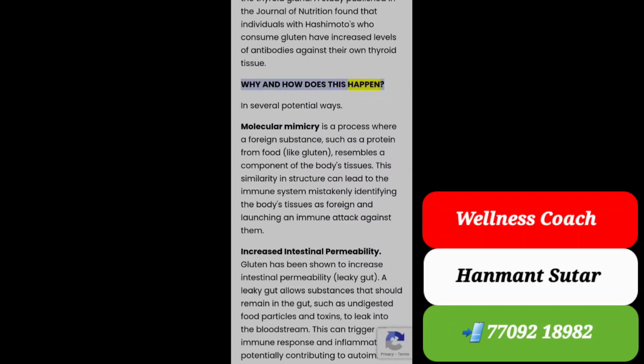Why and how does this happen? In several potential ways. Molecular mimicry is a process where a foreign substance, such as a protein from food like gluten, resembles a component of the body's tissues. This similarity in structure can lead to the immune system mistakenly identifying the body's tissues as foreign and launching an immune attack against them.